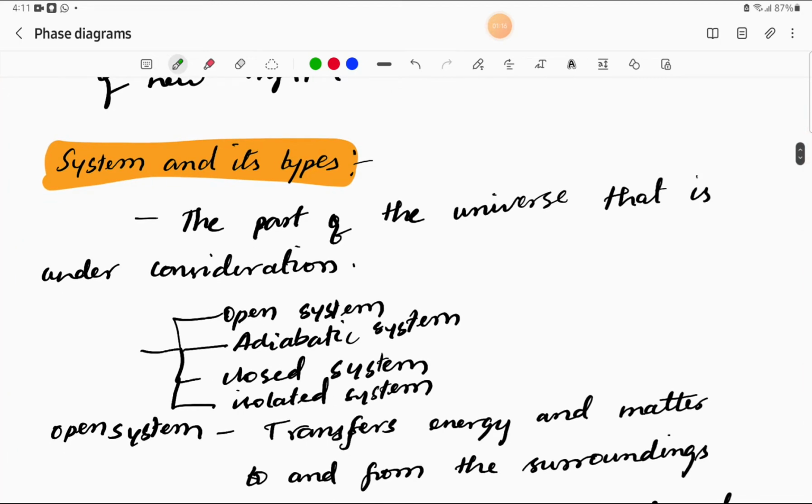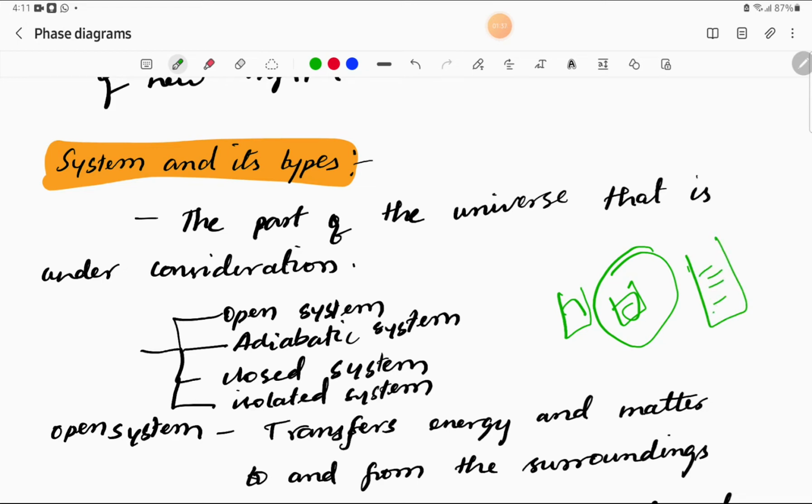What is a system? A system is a part of the universe that is under consideration. Let me explain it in a simple way. A system is what we want to consider, that is called the system. Anything under the universe that we have to consider is a system. Let's consider a glass of water: water will be the system and the glass will be the surroundings. Okay, system is anything that we consider under the universe.